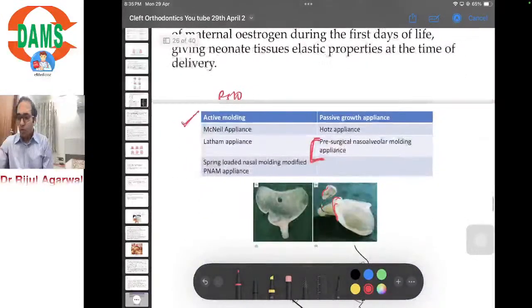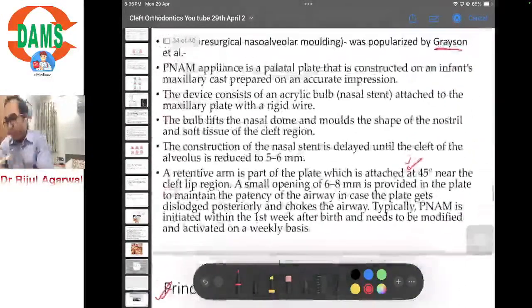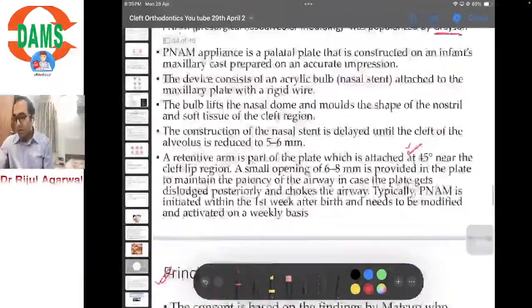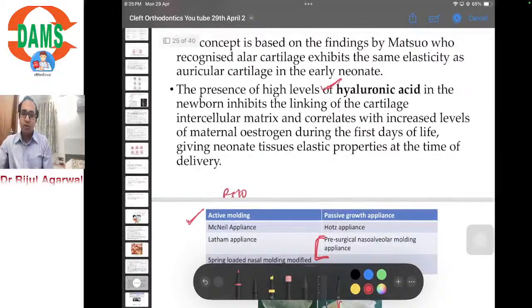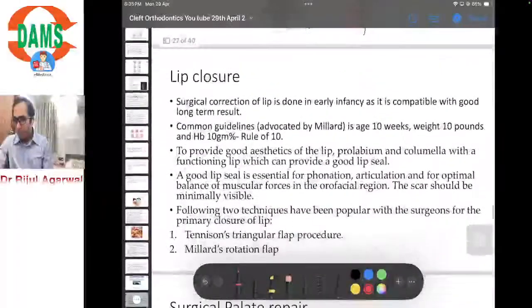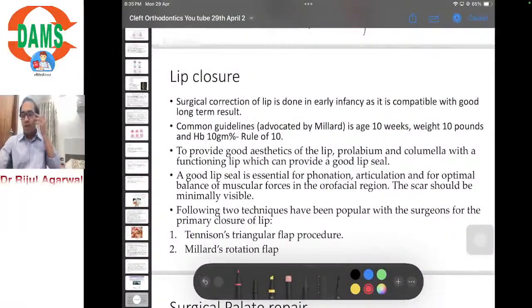Okay, so important in this is who gave this PNAM thing, that was given by Grayson, the image of this appliance, and the principle based on which it is based. So in infancy we gave the feeding plate, did PSIO. Now the patient is prepared for the surgery.